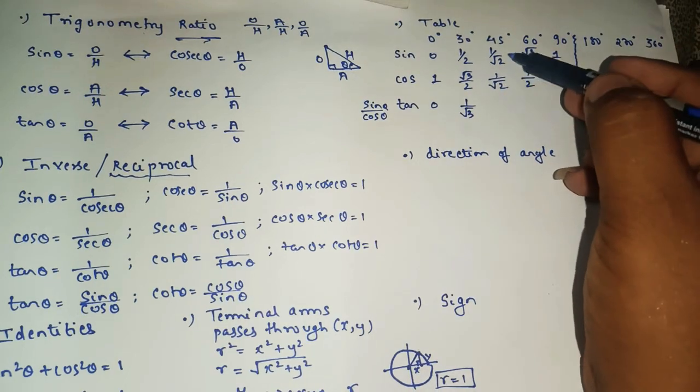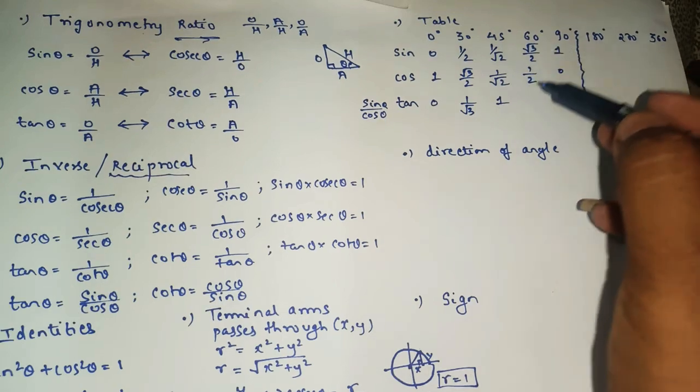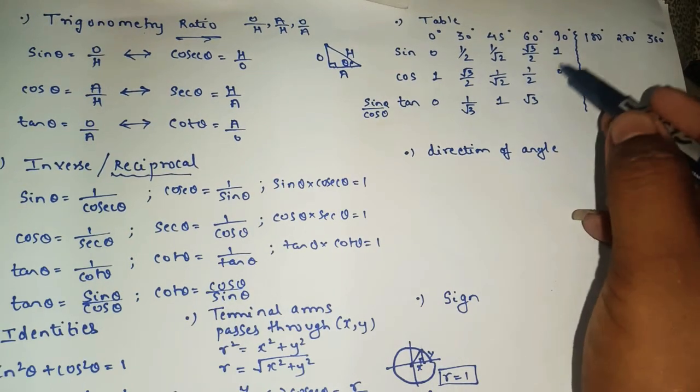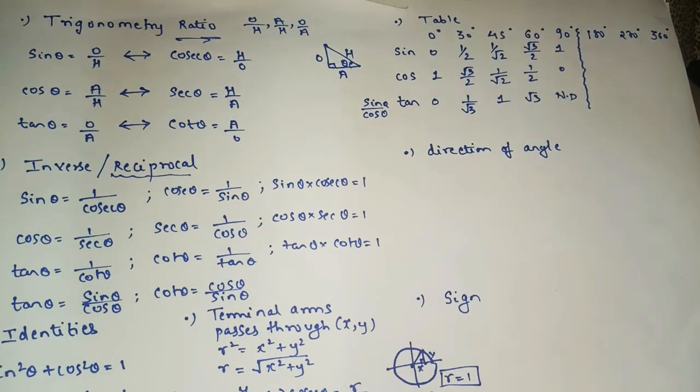Sine upon cos, root 2 will get cancelled. 1 upon 1 will be 1. Here 2 will get cancelled, and here you will get root 3. And 1 upon 0 is not defined.